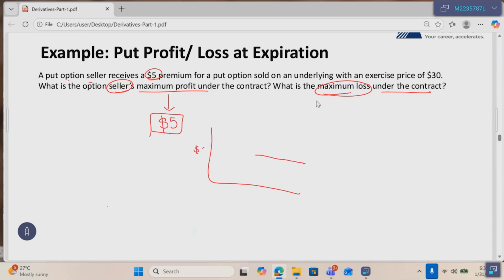Flat. It is capped at $5, after that it will only fall. So $5 is the maximum profit. What's the maximum loss? Now he sold it at an exercise price of $30. That means if it falls below 30, he will lose money. Below 30 it can go only till 0, right or wrong? If it goes to 0, he will lose the full 30, but he already made $5. So he will maximum lose 25. So he is going to max gain 5 and lose 25.